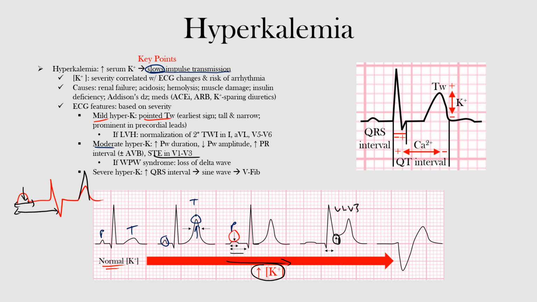Now, if potassium levels continue to rise such that they go beyond 7.5 millimolar per liter, the aforementioned EKG changes will become even more prominent and the QRS interval will now lengthen. At these more severe levels, we see an increase in the QRS interval. Here's our QRS interval lengthening at this point here.